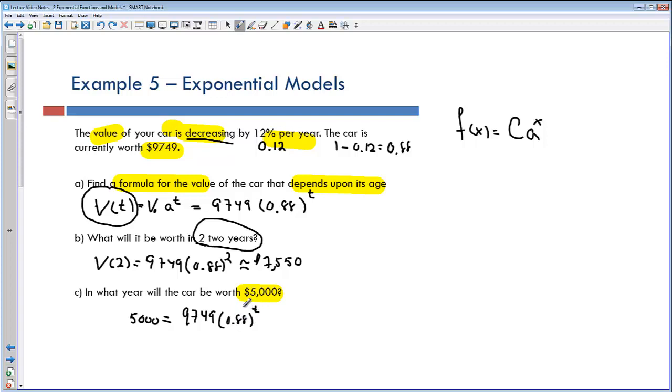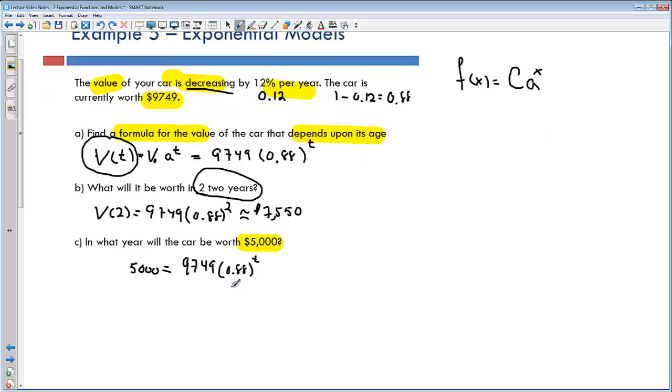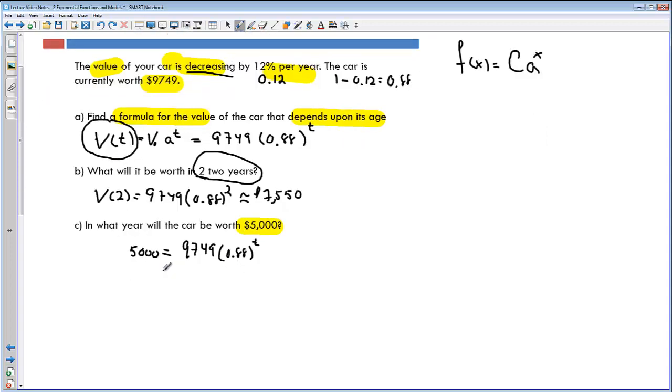Now, this one's not so easy to solve. It's not a plug and chug. You have to solve the exponential equation, which we did last time. So let's solve this. How do you solve this equation? You want to solve for t. So the first thing you have to do is get rid of that 9,749 on the right.